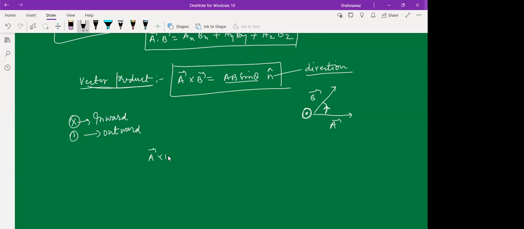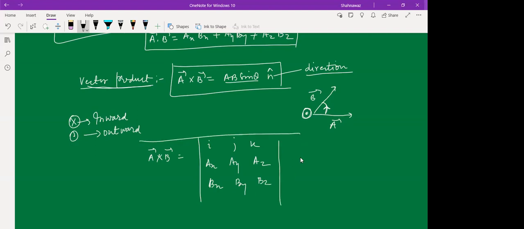Yes, so you can calculate the vector product from the matrix multiplication also. A cross B is given by this. So this is the matrix method for the cross product. Okay, now the revision of vectors is over.